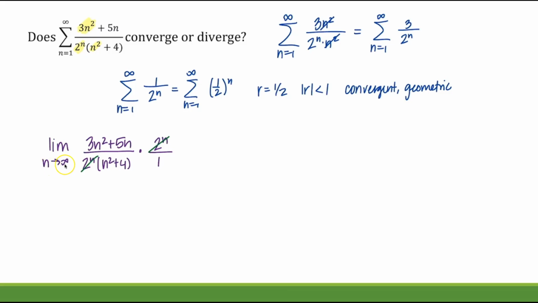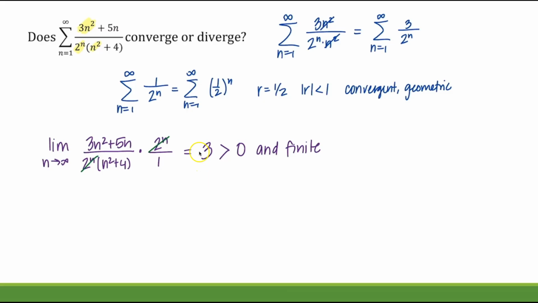And now we're just evaluating the limit as n approaches infinity of a polynomial over a polynomial. And these polynomials have the same degree, n squared, n squared. And so I can just take their coefficients, which would just be 3 over 1. So the answer to this limit at infinity is 3, which is greater than 0 and finite. So the output of the limit at infinity doesn't have to be 1. The last two examples were 1. It could be any positive finite value.